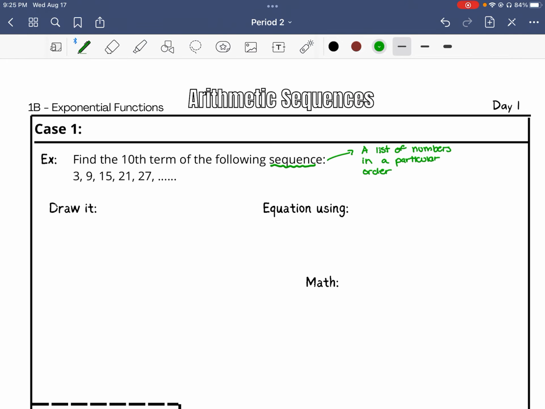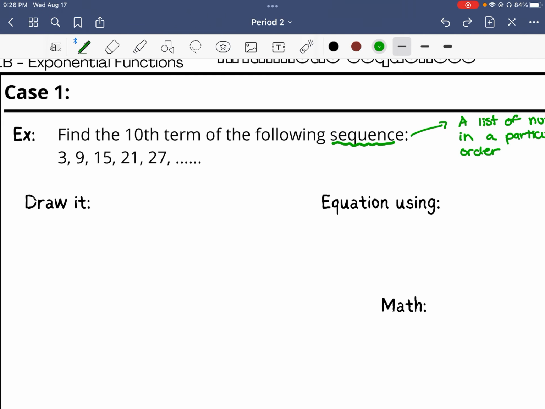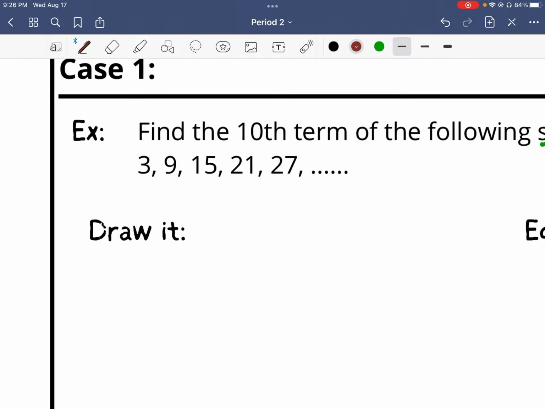So as we can see, our sequence in this problem is this right here. We have a list of numbers and they are separated by commas, very similar to when you go to a grocery store and you write down your list separated by commas. And now the second part of the definition says that it is in a particular order. Now, what does that mean? Well, usually a sequence kind of has a pattern.